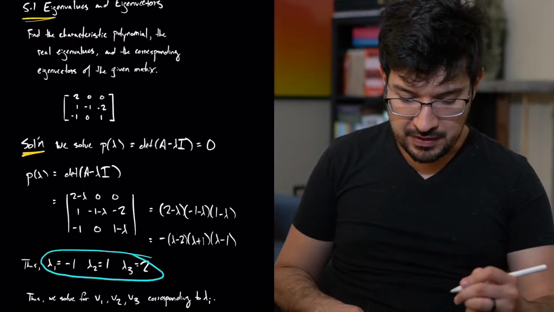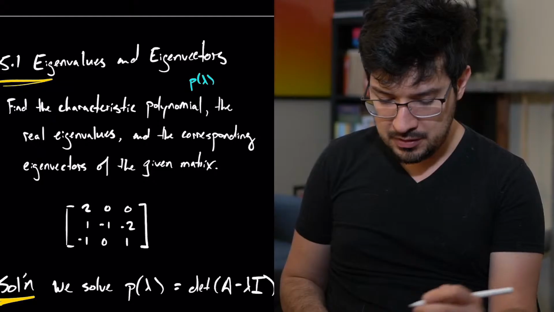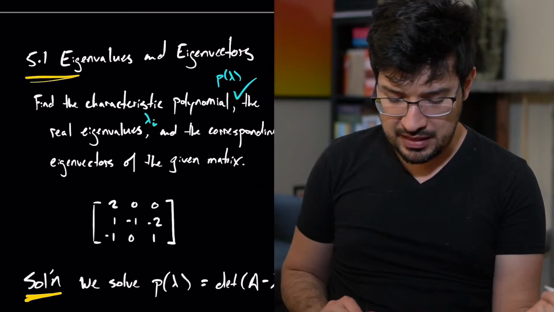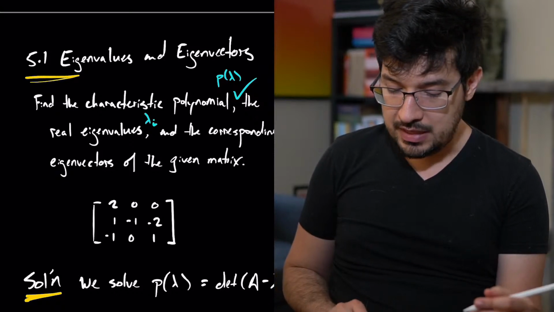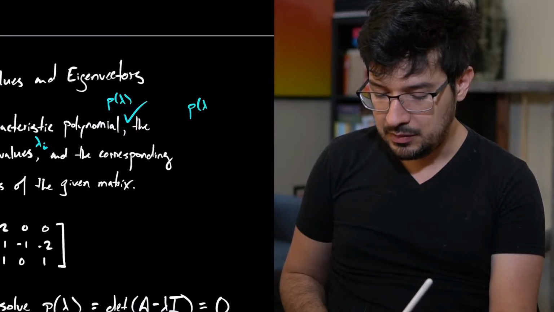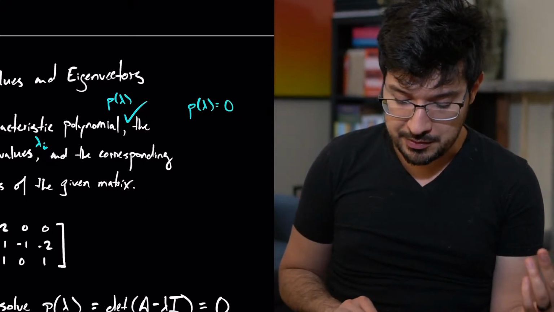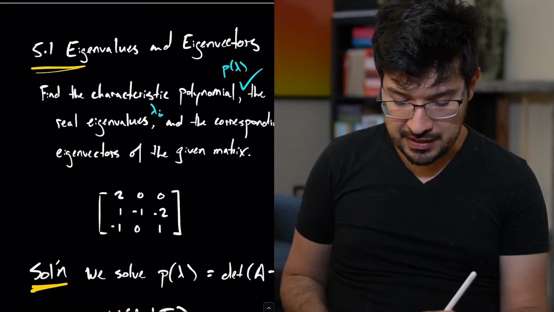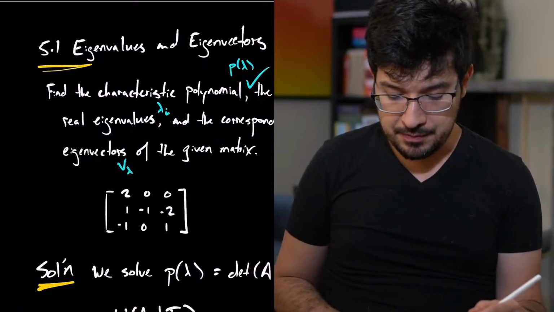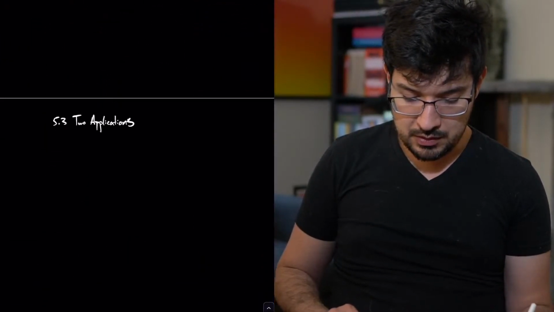Find the characteristic polynomial, p of lambda, we did that. The real eigenvalues, those were the lambda that solve p lambda equals 0, so the roots of the characteristic polynomial. And the corresponding eigenvectors, we found those, v lambda, for this matrix. So we're all done. Cool.